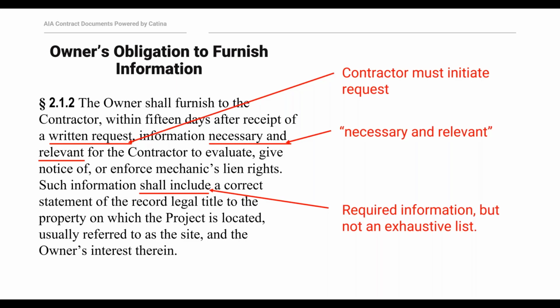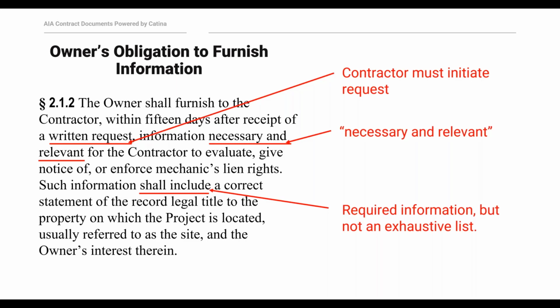I think an example is it might be somewhat easy to find the legal description of the site that the project is on, but sometimes that project can extend into two sites or three sites if it's a really large project. And so the legal description on all of those sites would be required for a proper lien. And that's just an example of very nuanced information that might be necessary and relevant for the contractor. So again, this is a great provision and it's really useful in those jurisdictions that require a preliminary notice.